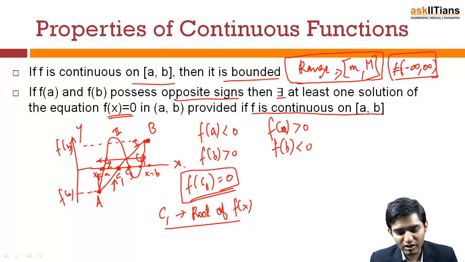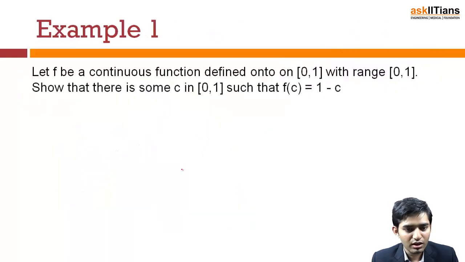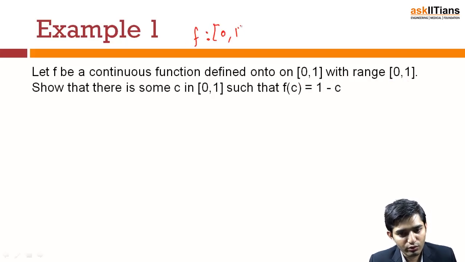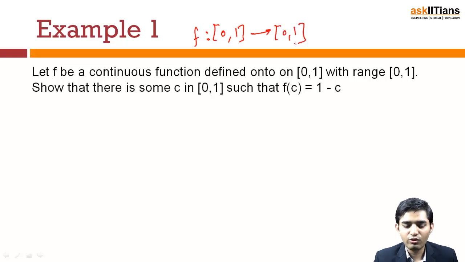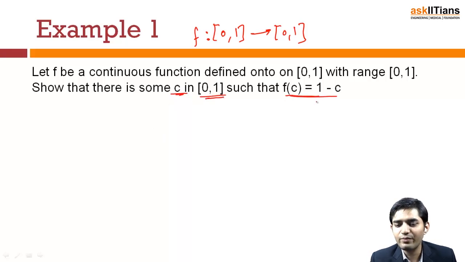Now let's see the application of all this in questions. Example 1 says: if f is a continuous function defined from [0, 1] to [0, 1], with codomain and range [0, 1], show that there is some c in [0, 1] such that f(c) is equal to 1 minus c.